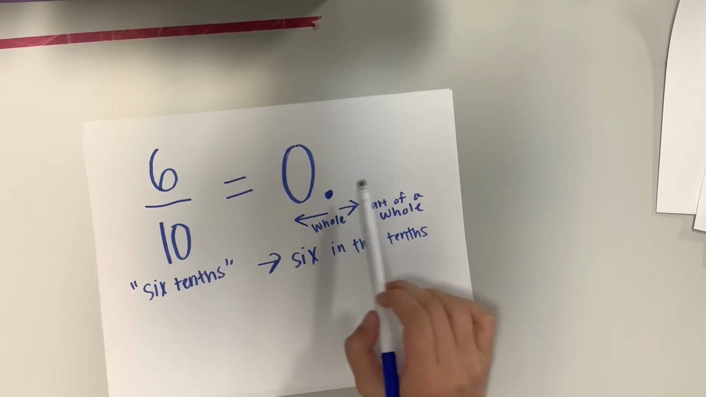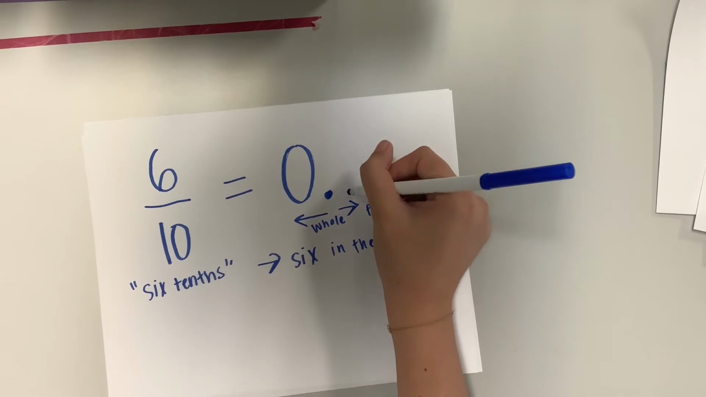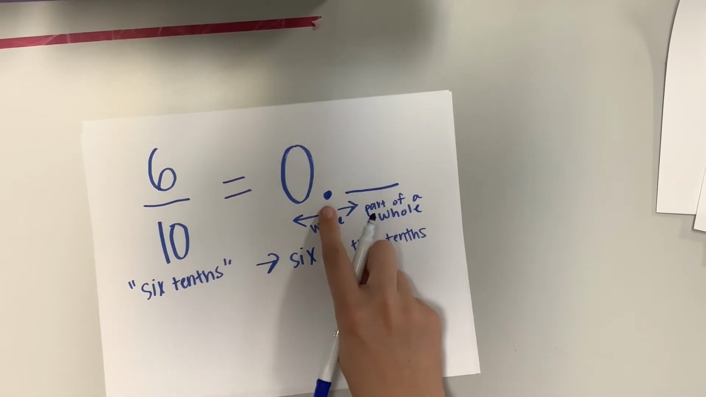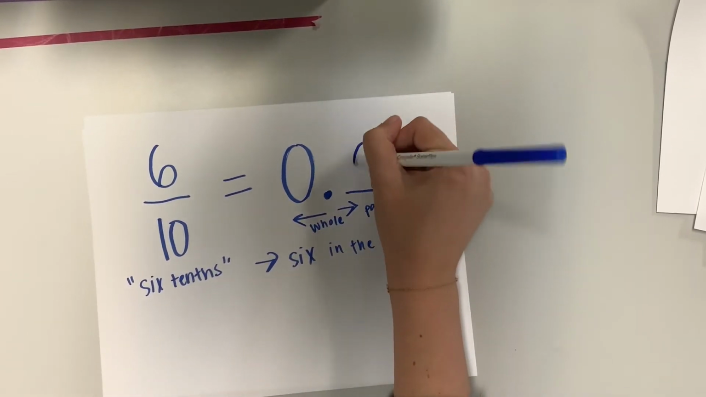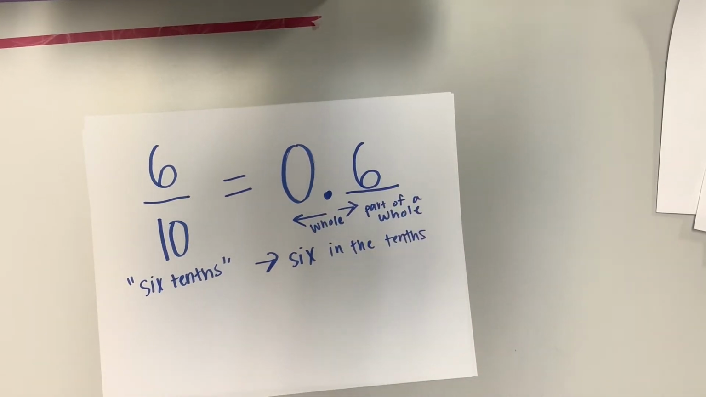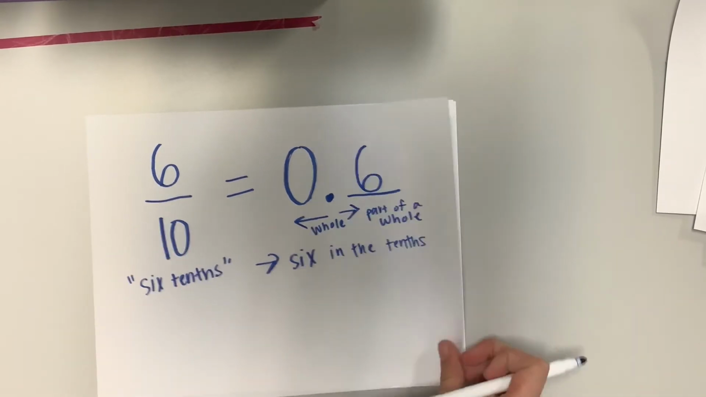So the biggest decimal place we can have is the 10th place. So the 10th place is right here after the decimal. So I'm going to put a 6 in the 10th place. Super simple, right? Let's try another one.